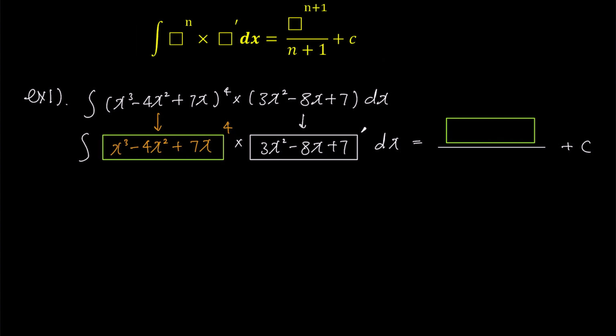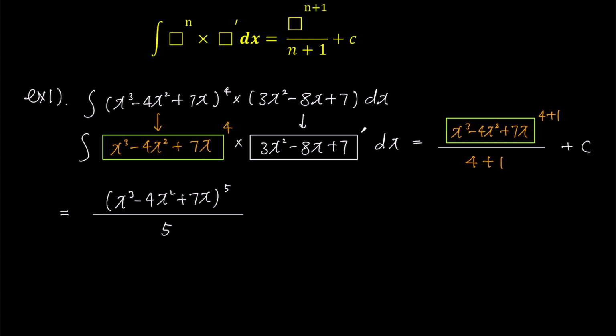The exponent of the green box on the right will increase by 1 from 4, and the denominator will be 4 plus 1. Finally, we just need to put the same terms, x cubed minus 4x squared plus 7x, inside the green box. In the end, the answer will be x cubed minus 4x squared plus 7x to the power 5 over 5 and plus c.